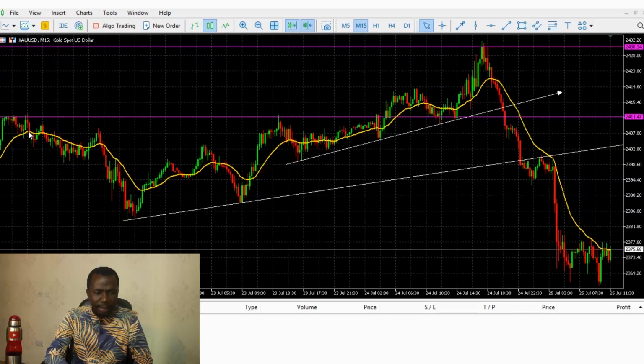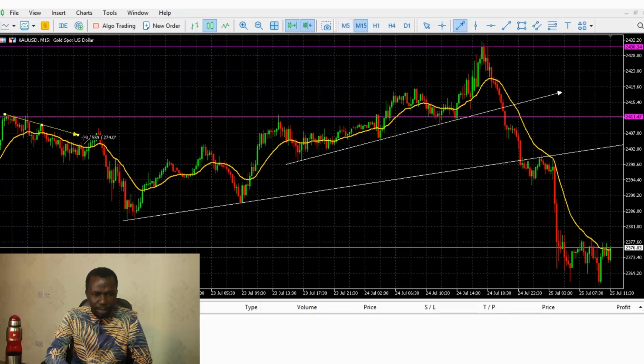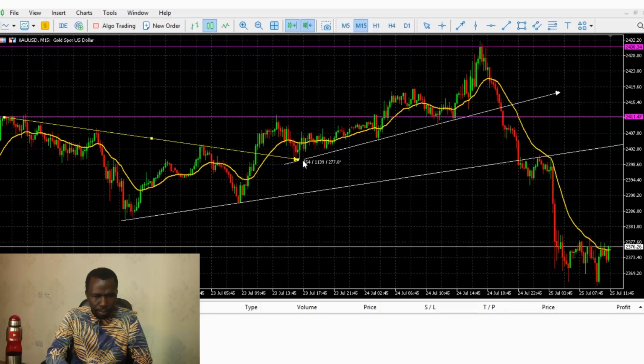Now you can clearly see the power of the moving average. For the fact that the market is consistently below the moving average from this point, I can clearly say the market is going down. So I'm only looking to sell. For the sake of this, I will draw a trend line for me to be 100% sure that the market is going down, to confirm that the market is going down.